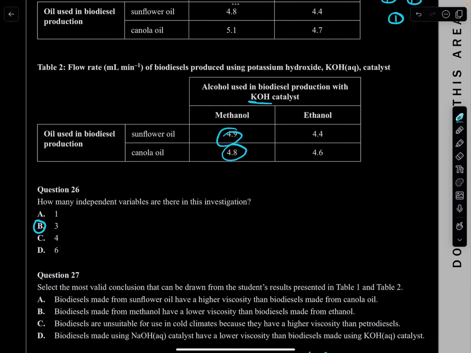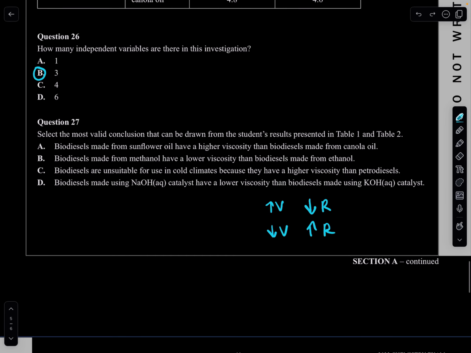Sunflower oil, but oh no, it is bigger in this case than your canola oil. So that really ruins it. In this case, it's the same. We can see the sunflower oil does have a high viscosity, but there's a big problem here. This breaks the pattern, so that's not the correct answer.